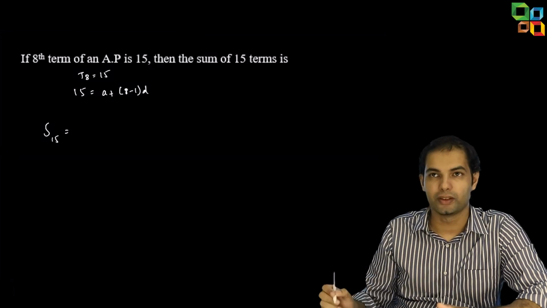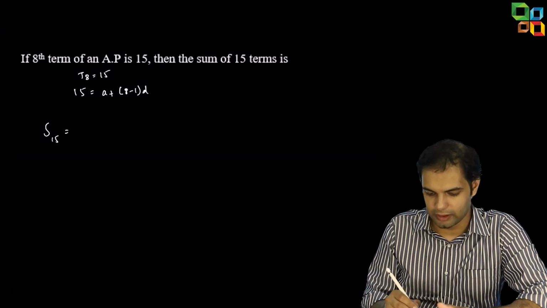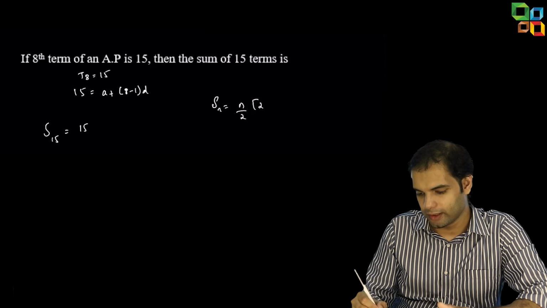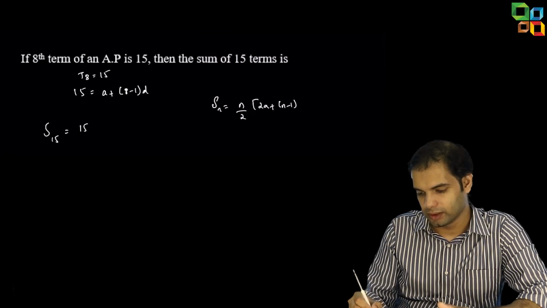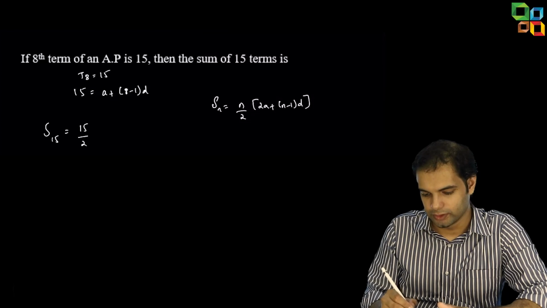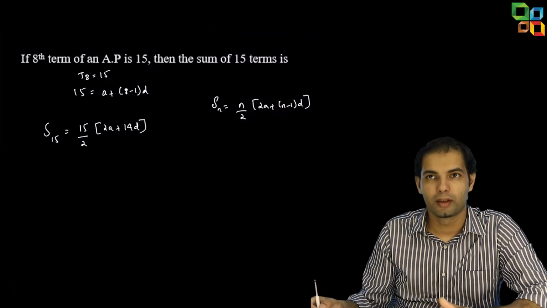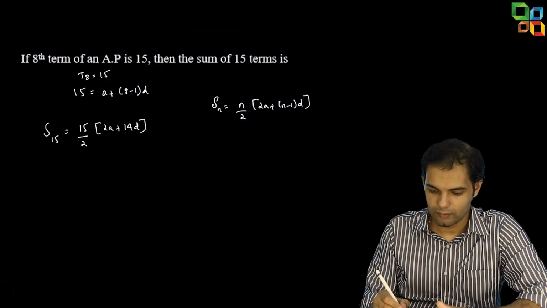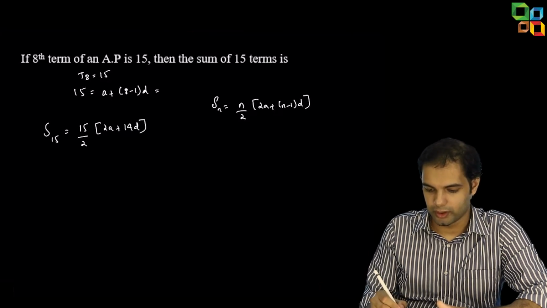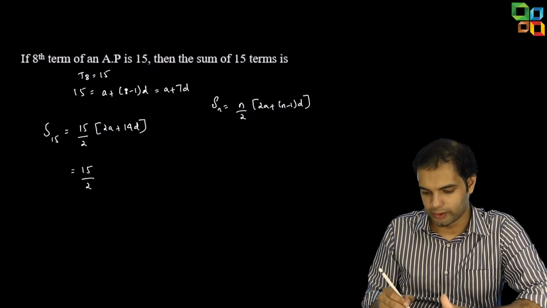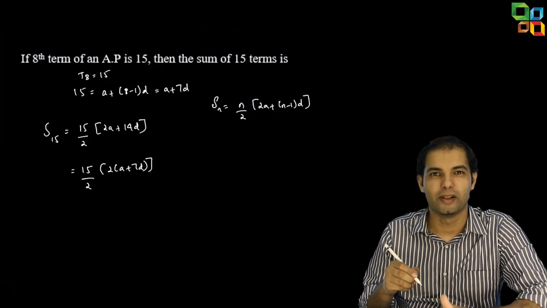S15 you mean? S15. Yes, sir. I'll write the formula for Sn. It's n by 2 into 2a plus n minus 1 into d. So for 15, it's 15 by 2 into 2a plus 15 minus 1, which is 14d. Fine? Yes, sir. Then we can take 2 common, and it's a plus 7d. If I take 2 common, this is 2 times a plus 7d. We already know what a plus 7d is, isn't it?